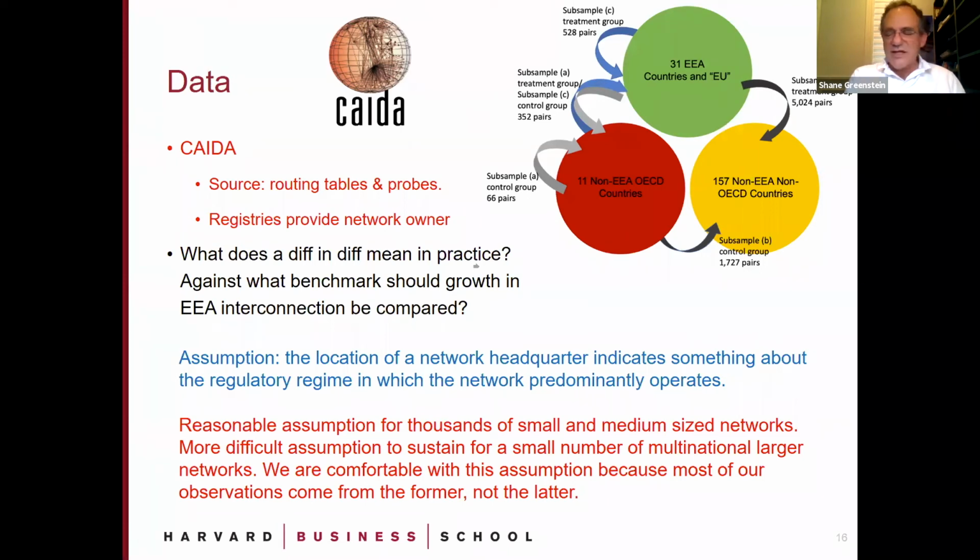Then you ask, well, what comparison do you make? You compare the interconnections that these two different groups are making. Well, exactly which comparison? There are lots of different comparisons you can make. So we can compare the interconnection they make with themselves versus what they make with others compared with themselves. Or we can compare the comparisons each of them makes with 157 other countries in the world that are neither in the OECD nor the European area. So there's a bunch of different comparisons, and we'll do all three. Okay, and that's the way to understand what the different diffs are going to be.